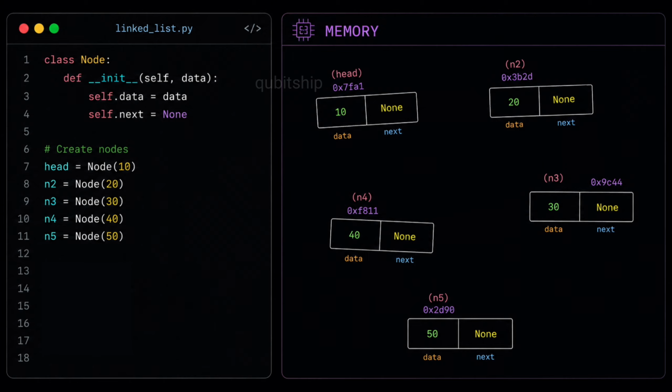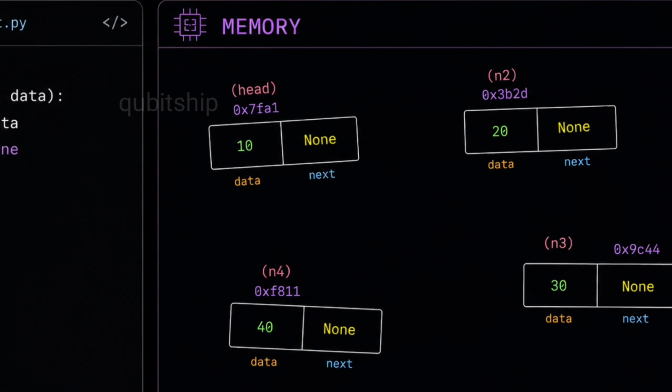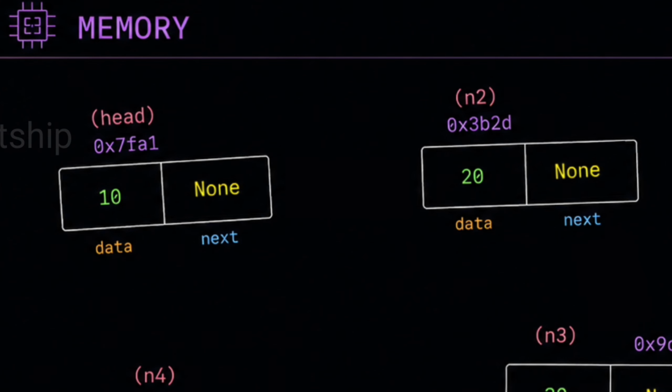Now comes the interesting part. head.next equal to n2. As soon as this line runs, the next field inside the head node is updated with n2's memory address. It no longer points to None.